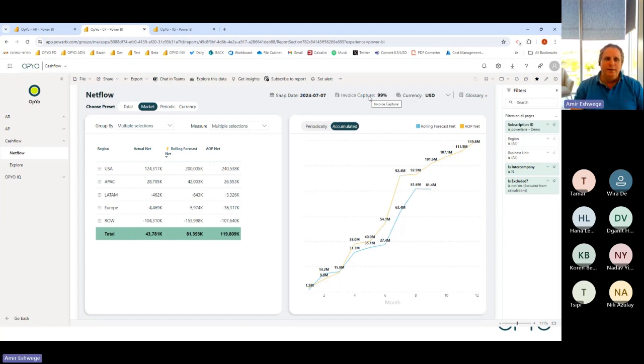Now I want to jump into the OPYO IQ environment. Nadav, do we want to hold here? Just a quick question. Yeah, just a quick question here.